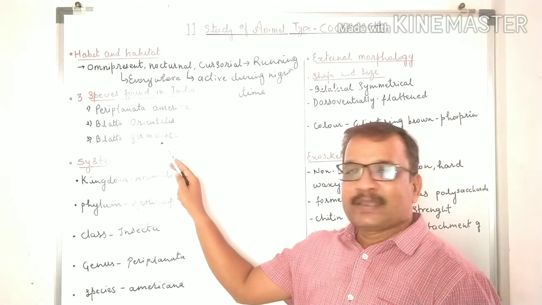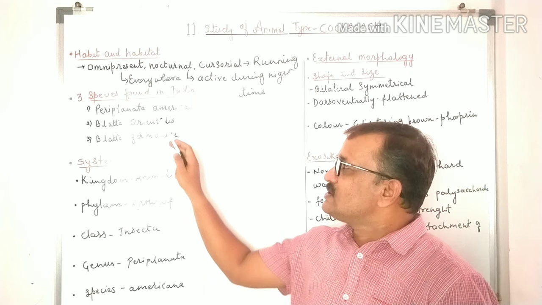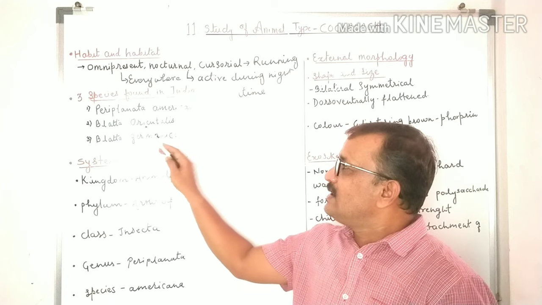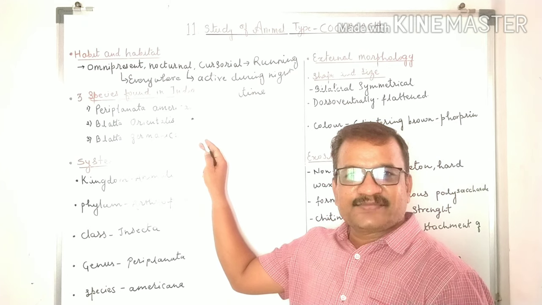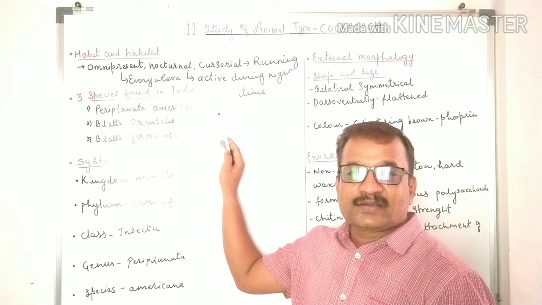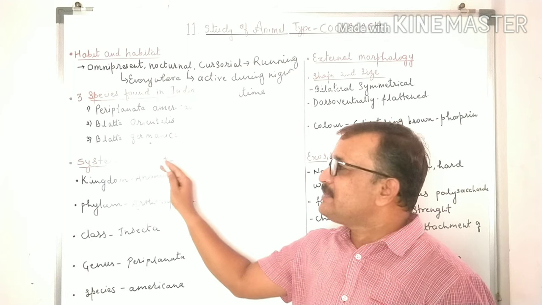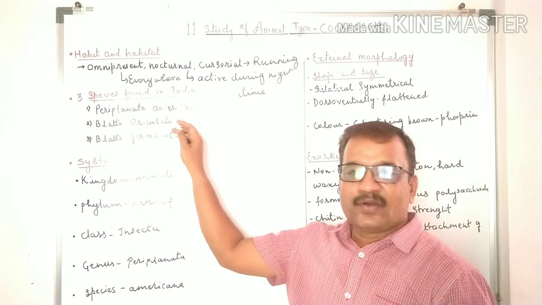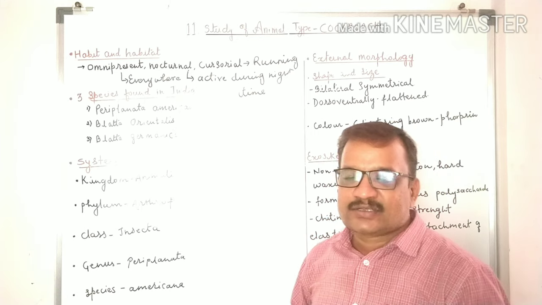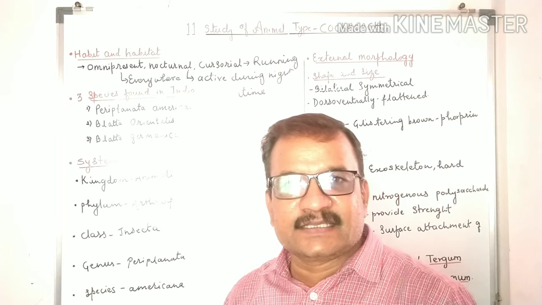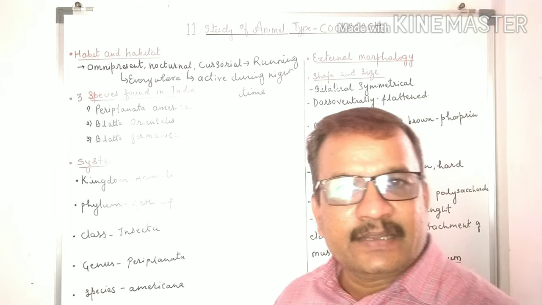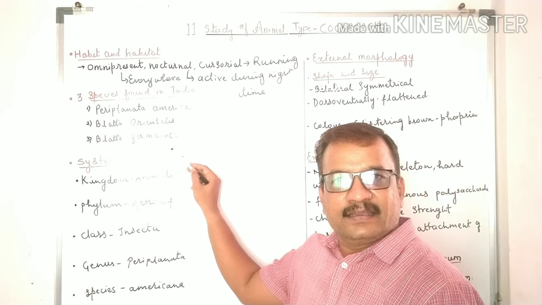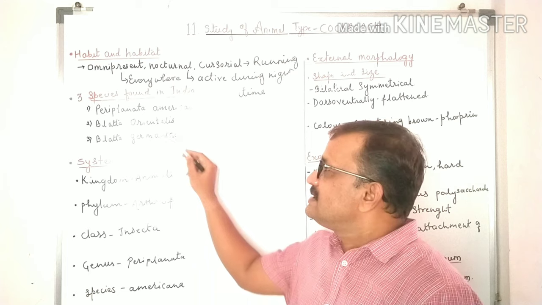From this name, you can identify their origin. Americana origin is from America. Orientalis, their origin is from Africa or South Russia. And germanica from Germany. So these are the main three species of cockroach found in India. The question may come, list the three species of cockroach found in India. So that time you have to write these three names of the species.